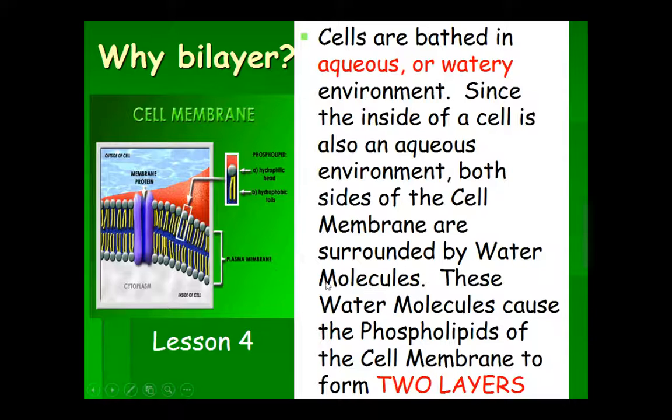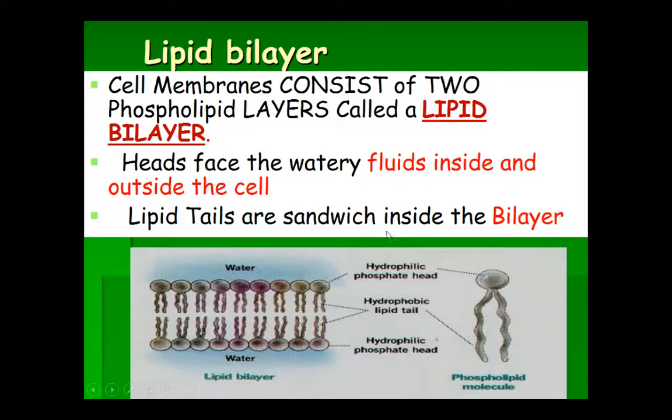For this reason, the cell membrane is made of two layers, because there's water on the inside and water on the outside. So we've got to protect ourselves from both sides. Let's get more into this lipid bilayer. What you see here in this picture is a lipid bilayer. You've got the phosphate heads and the lipid tails. Lipids, once again, are fats. It's called the lipid bilayer.